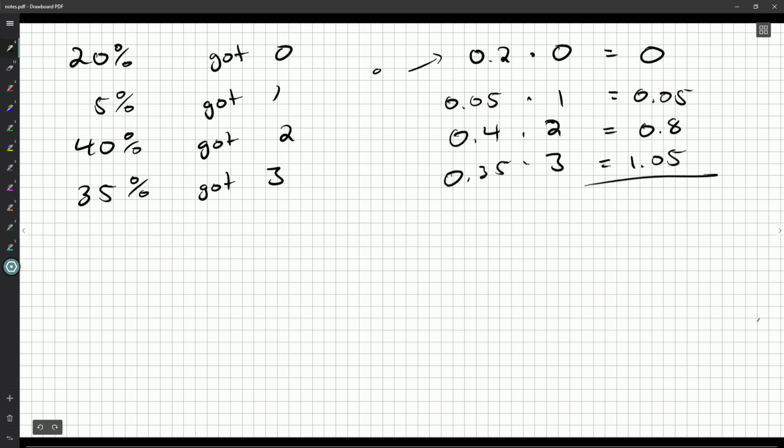Oh, my numbers are not lined up. Okay, so we'll get 0, carry the 1, 9, and 1. So we'll get 1.9. Okay? That's one way to see the question.